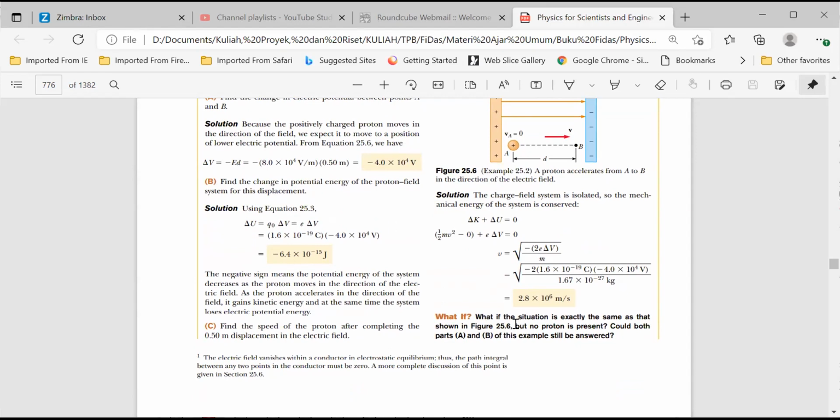What if the situation is exactly the same as figure 25.6, but no proton is present? Could both parts A and B still be answered? Any comments? If the proton is not present, what happens?